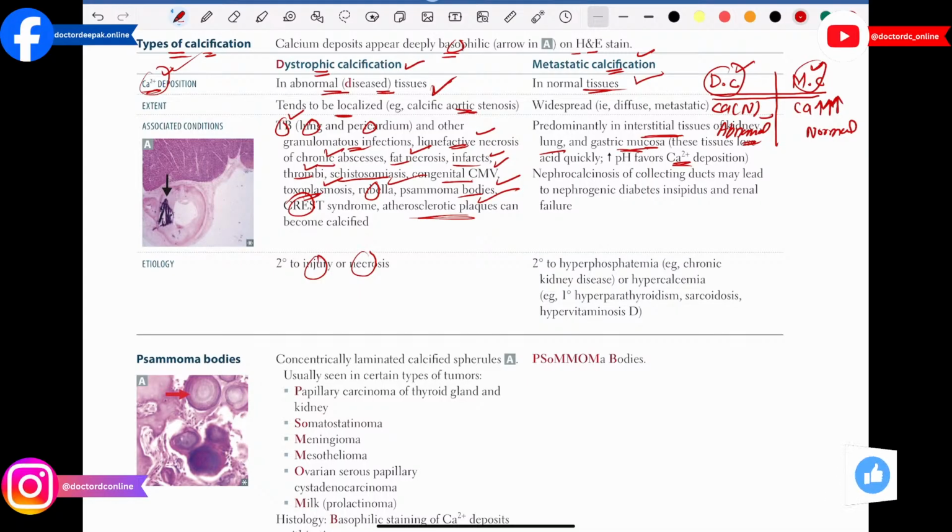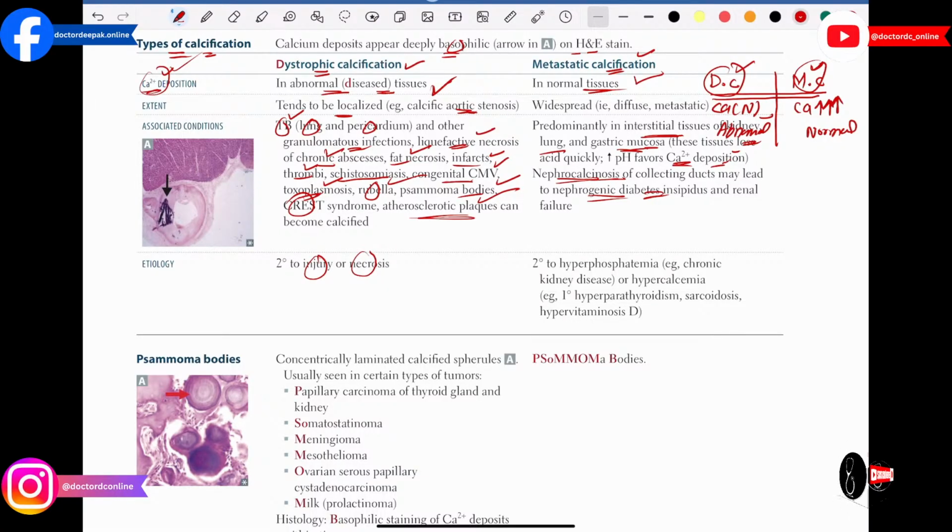The pH is going to increase, it will favor the calcium deposition. Then after that, you guys have to remember one thing: when the calcium is going to deposit in the collecting duct of your kidney, it is called nephrocalcinosis. And when you get the calcium deposits in the collecting duct, your ADH is not going to work in the kidney. So when the ADH is not going to work in the kidney, that will lead to nephrogenic diabetes insipidus. That is not central, that is nephrogenic, because it is a problem in the kidney.